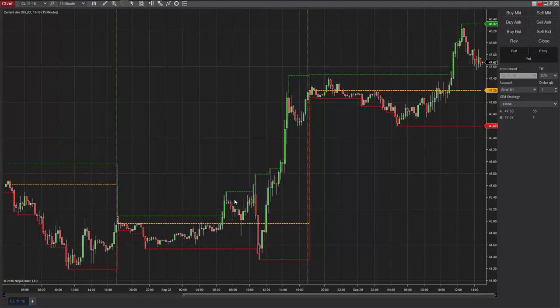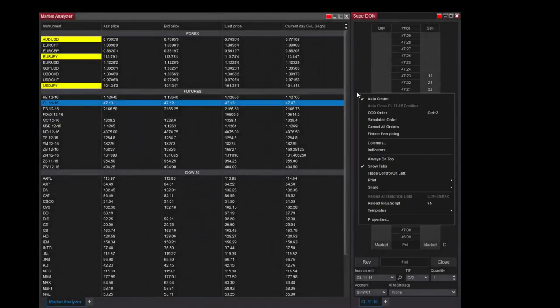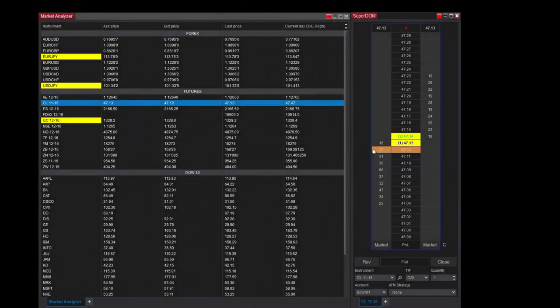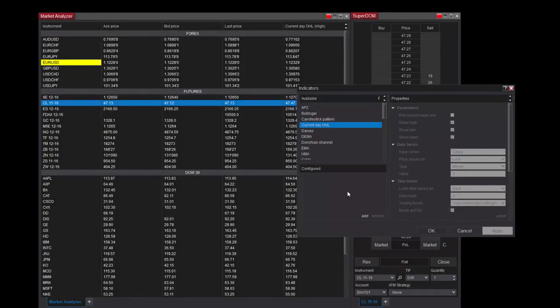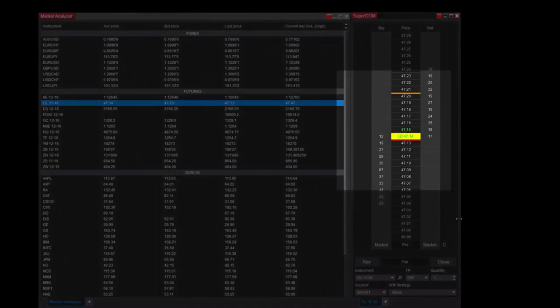Additionally, these price action areas may offer potential support and resistance zones, as well as some possible stop and profit target areas. Applying the current day open high low indicator to a Superdome or Market Analyzer can also be a quick way to visualize daily data while keeping an eye on market depth or a list of your favorite markets.